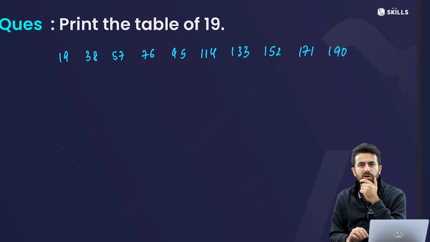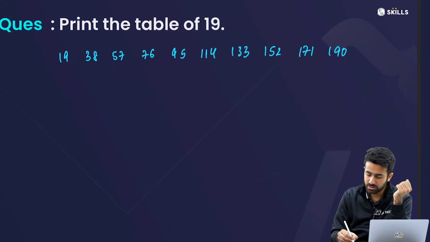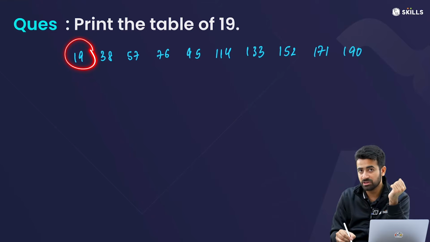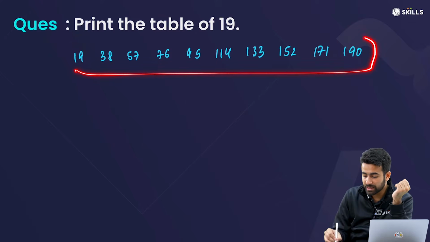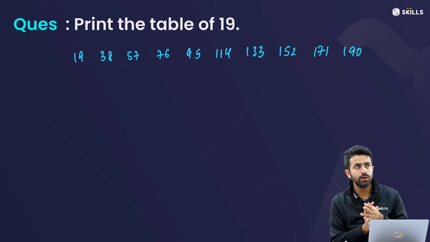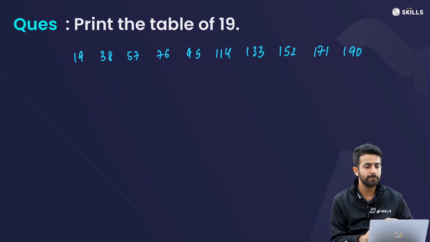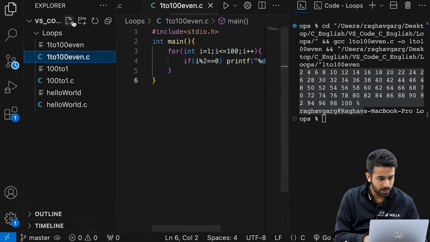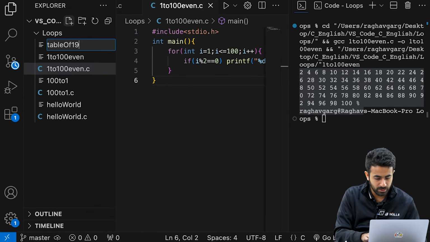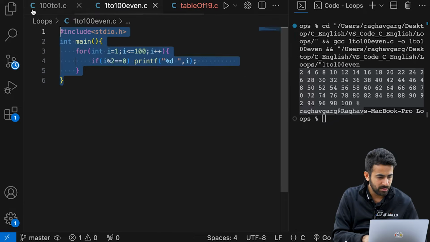Okay, how to print? It is very simple. Basically I want to print numbers starting from 19. I know the first condition, ending at 190, the maximum number. Starting from 19 ending at 190, I can do I++, and I can only print those numbers which are divisible by 19, because any number which comes in the table of 19 is divisible by 19. So I can copy paste this code. Here I can make a table of 19 code.